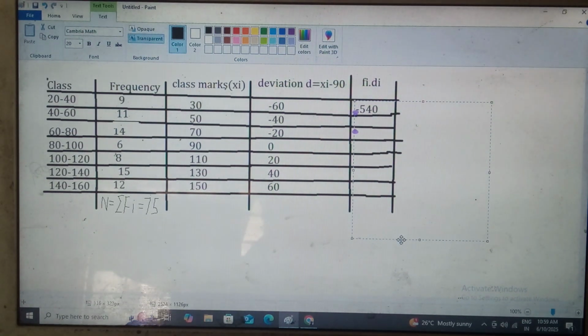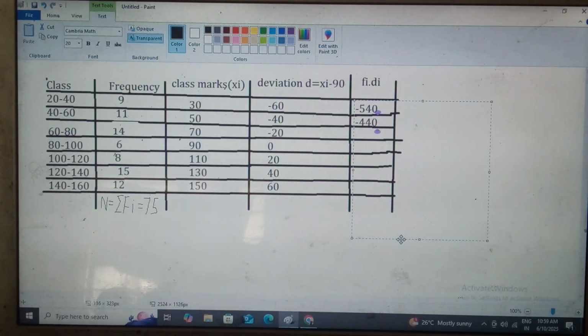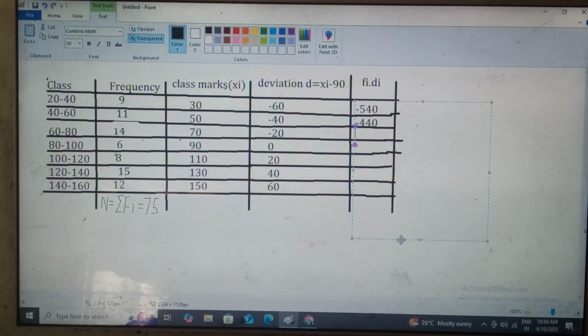Then after that we have 11 into minus 40. It is going to be negative 440. Then we have 14 multiplied by minus 20. It is going to be negative 280. Then after that we have 6 into 0, that will give you 0.